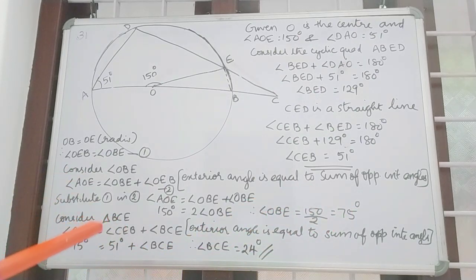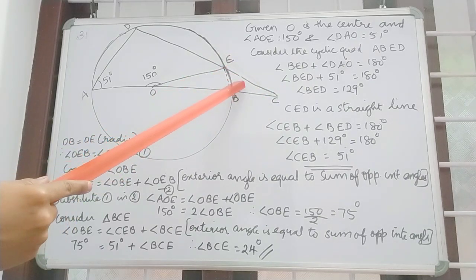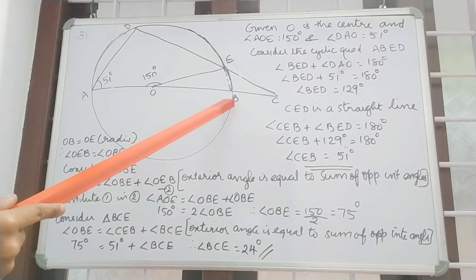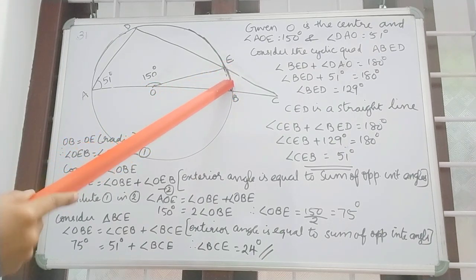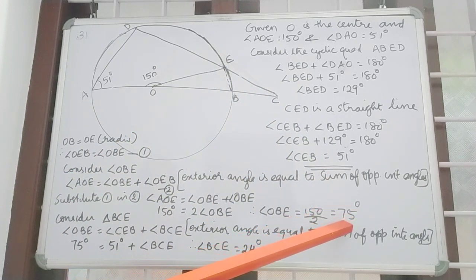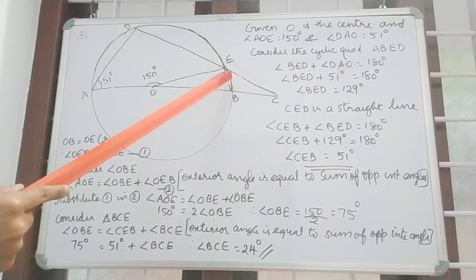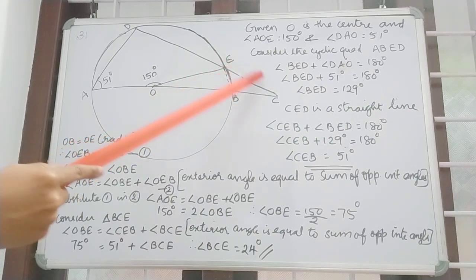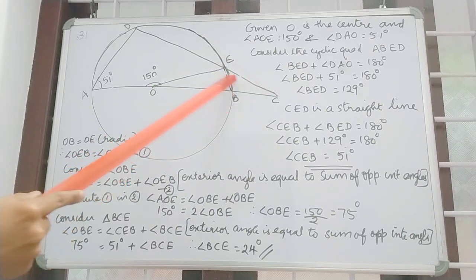Next we are considering triangle BCE. In the same way, the exterior angle will be equal to the sum of the opposite interior angles. Here, exterior angle OBE is the exterior angle. We have OBE equal to 75 degrees. So OBE is equal to the sum of the interior angles, BEC plus BCE. These two sum will be equal to angle OBE.